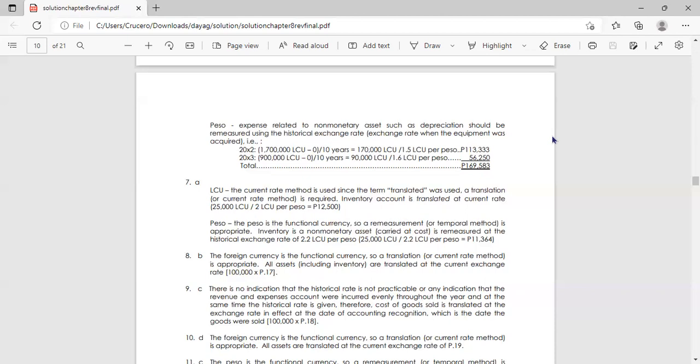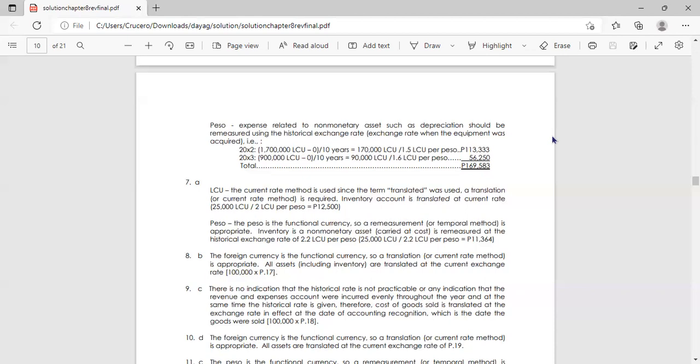So for number 7, for the local currency unit, we use the current rate method since the term translation was used. A translation for current rate method is required. Inventory account is restated at the current rate. So that would mean 25,000 local currency units divided by 2, the translation rate of 2 LCU per peso. So we now get 12,500.